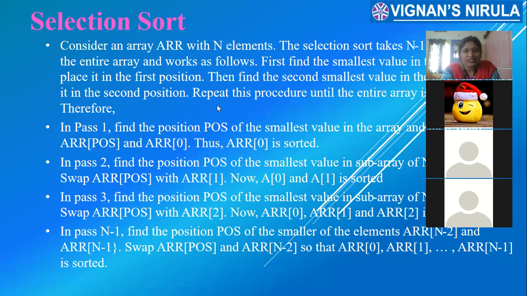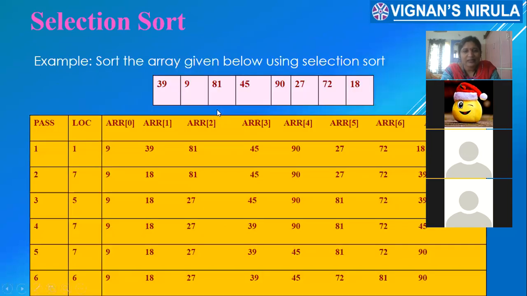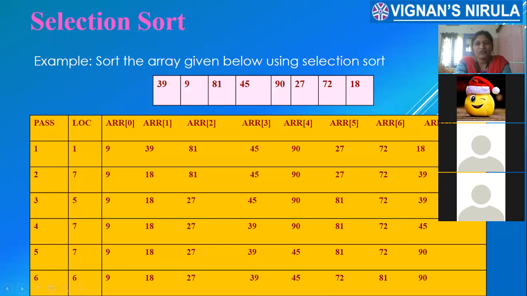Now we'll see with the smallest example. Then you can clearly understand how this selection sort is working. See here, this is your given array. What is your array? 39, 9, 81, 45, 90, 27, 72, 80. Totally, how many elements are there?